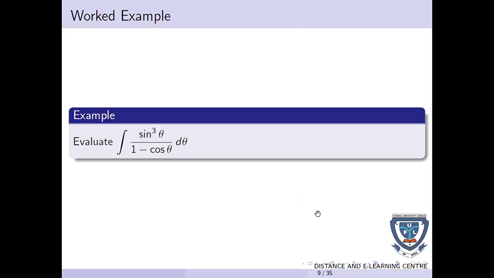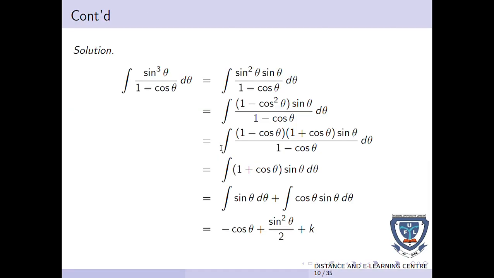Let's look at another example. We should evaluate the integral of sine cubed theta over 1 minus cos theta d theta. In this problem, the solution is simple. Just like what we did earlier, we are going to look at the numerator and reduce the power 3 into powers 2 and 1, or 2 factors, and this is what you have.